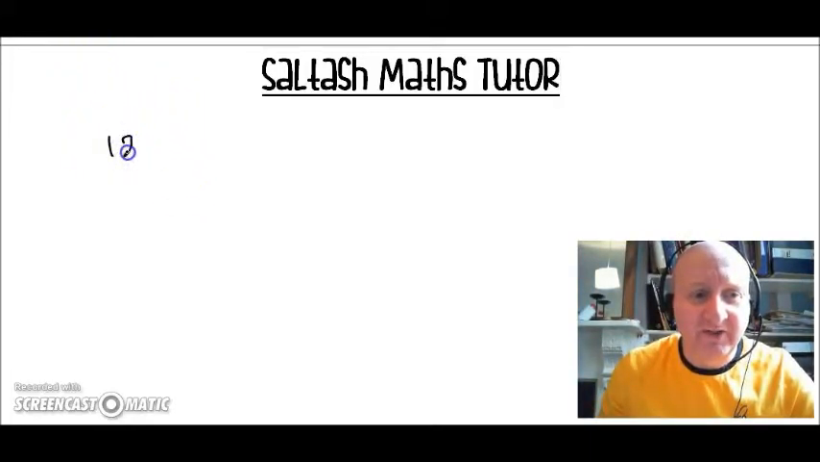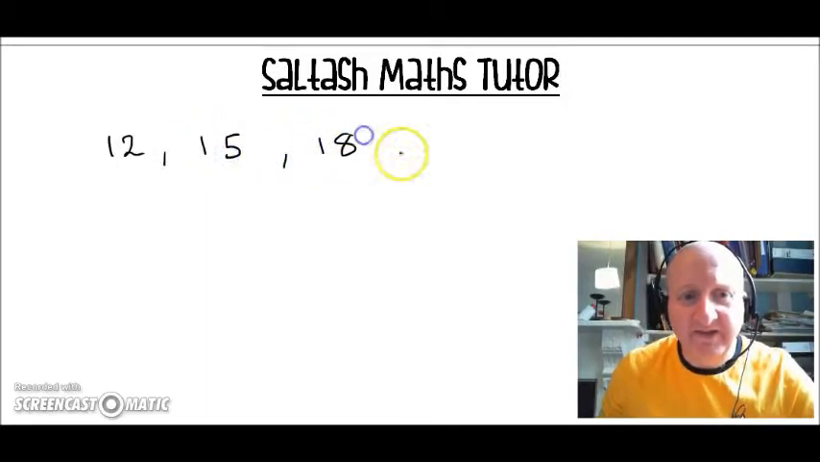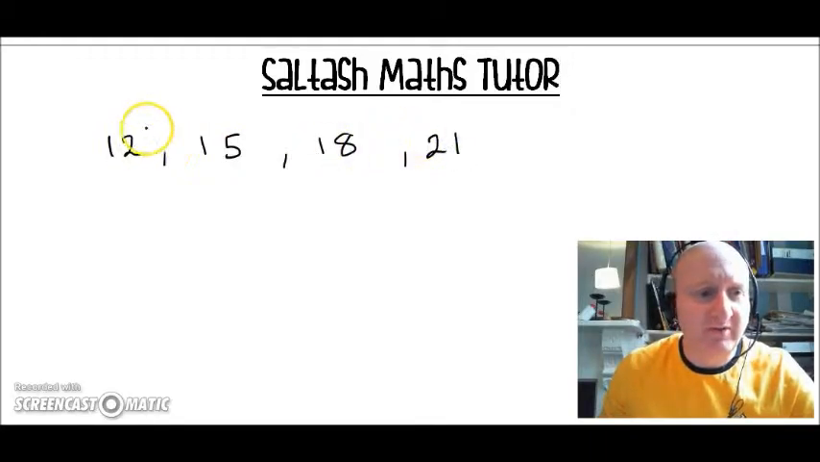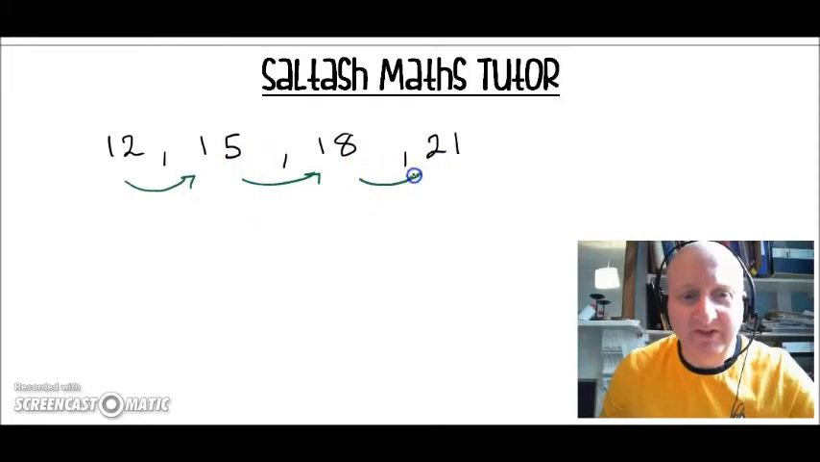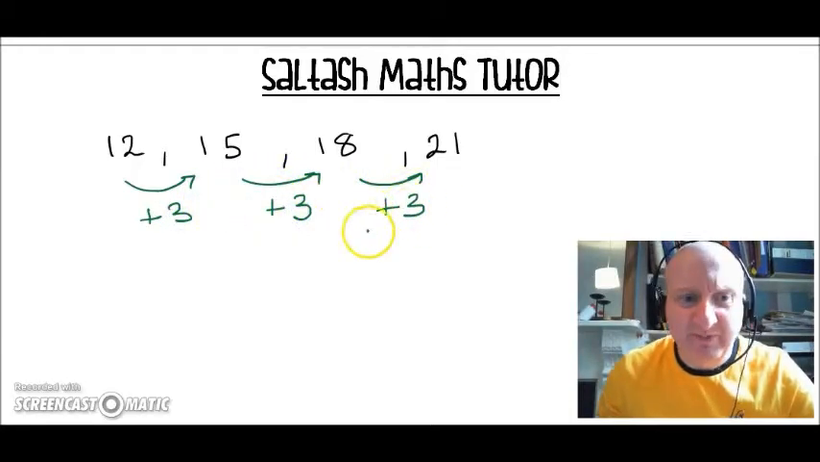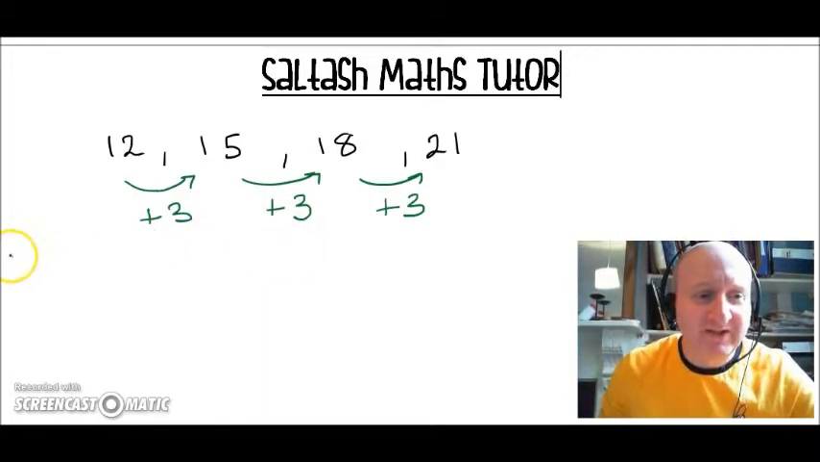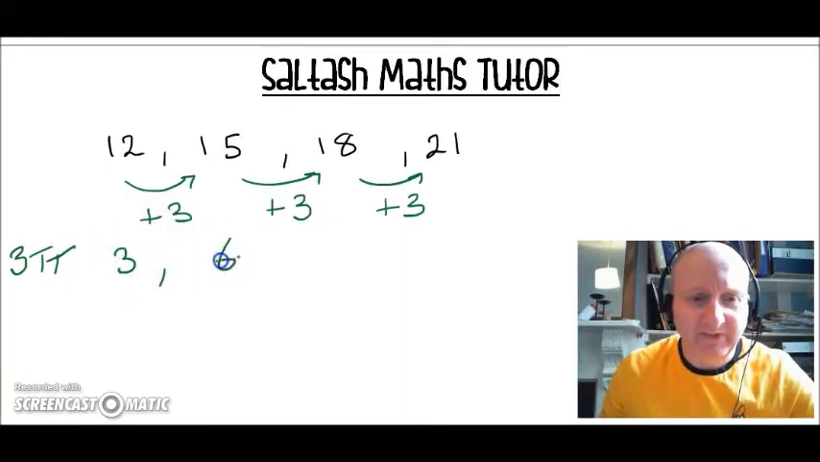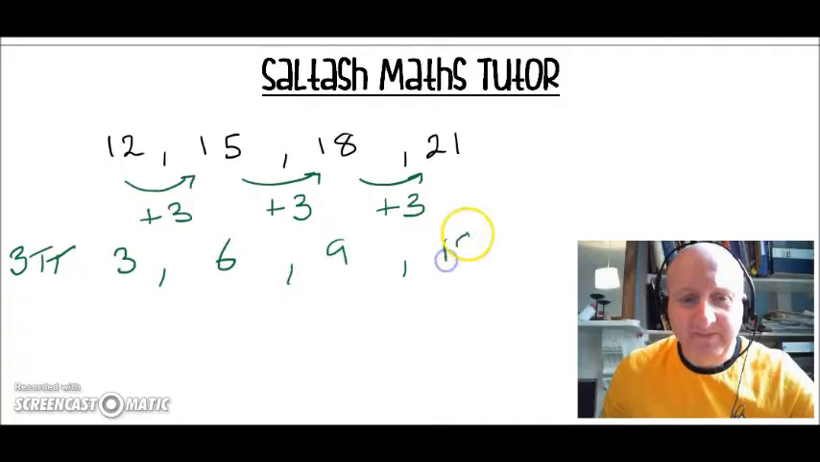So let's try the sequence 12, 15, 18 and 21. Let's go through our routine. What's the first thing? What are the differences between these numbers? The difference is plus 3, plus 3 and plus 3, which is almost the same as the last one. It's the 3 times table. What should the 3 times table be? It should be 3, 6, 9 and 12.